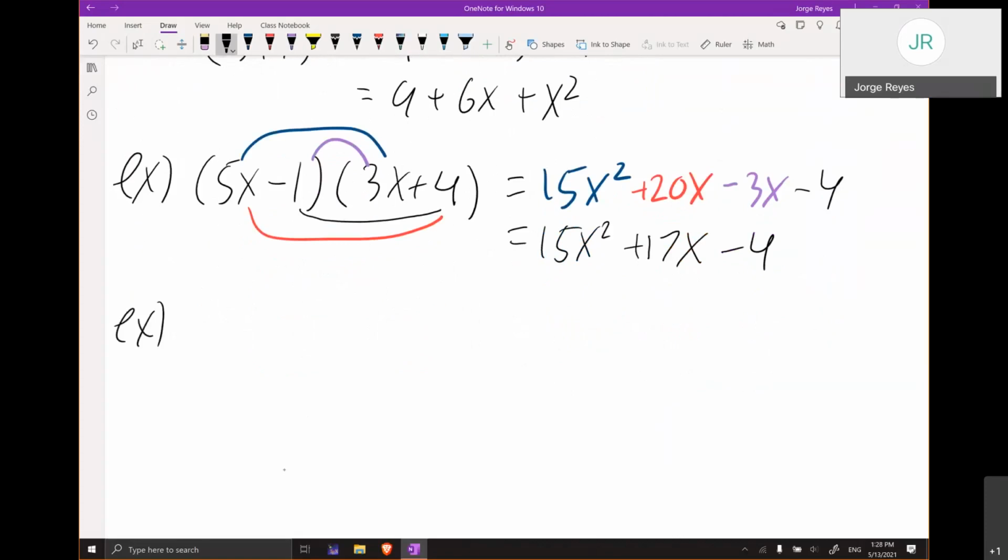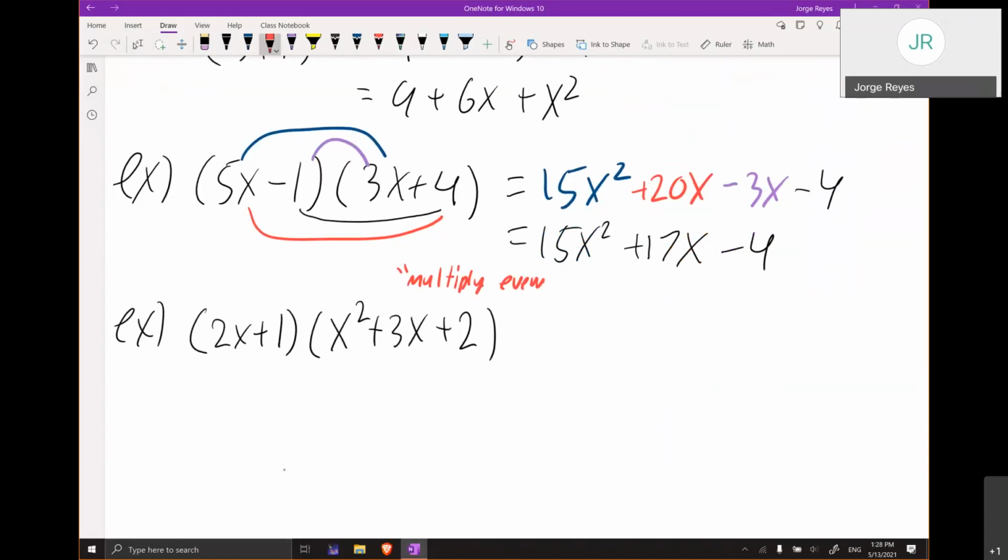Now I have to teach you how to multiply anything that's bigger than two binomials. So here, I have this. And the rule for multiplying polynomials when they're bigger than FOIL is I'm just going to say multiply everything by everything. Okay, so what do I mean? Is you take this one, and you're going to multiply it to all three of these terms.